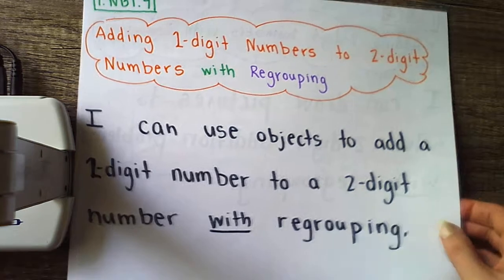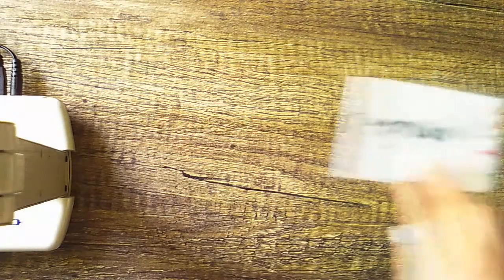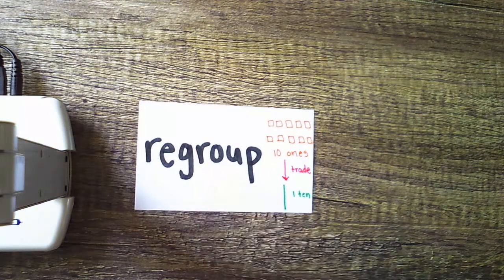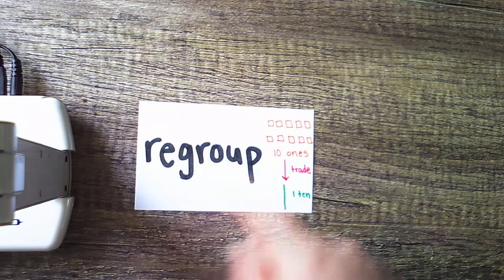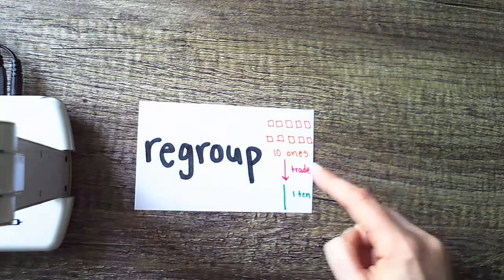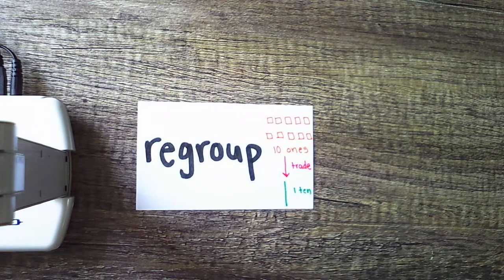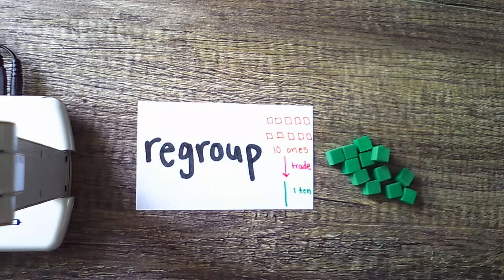So before we jump into the math, let's make sure that we really have an understanding of what regrouping is. When we regroup, all we're doing is taking 10 ones and trading them for a 10. We know that 10 ones and a 10 are the same. For example, let's say I have all of these ones here, and I want to know if I can regroup them and trade them to make a 10.